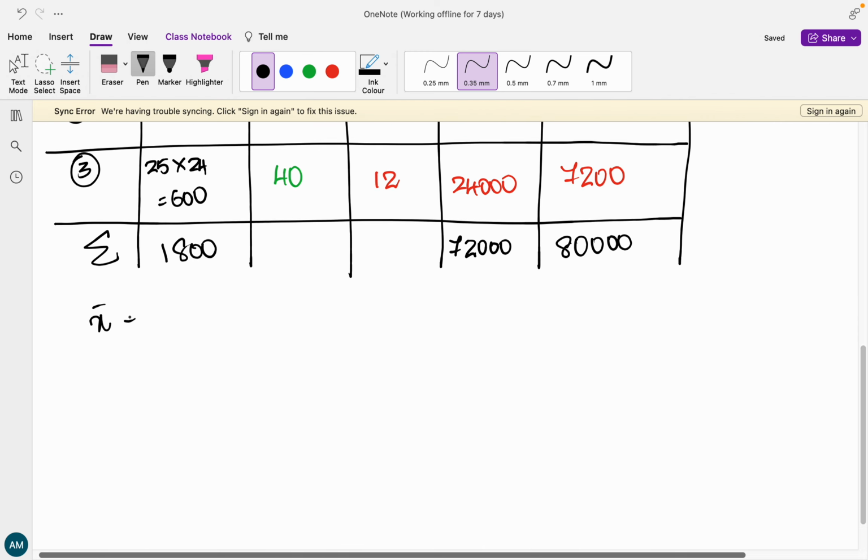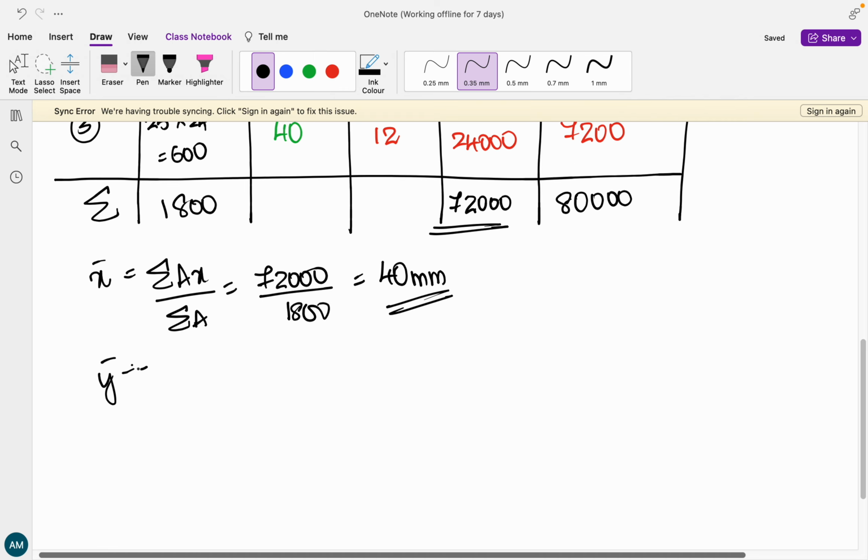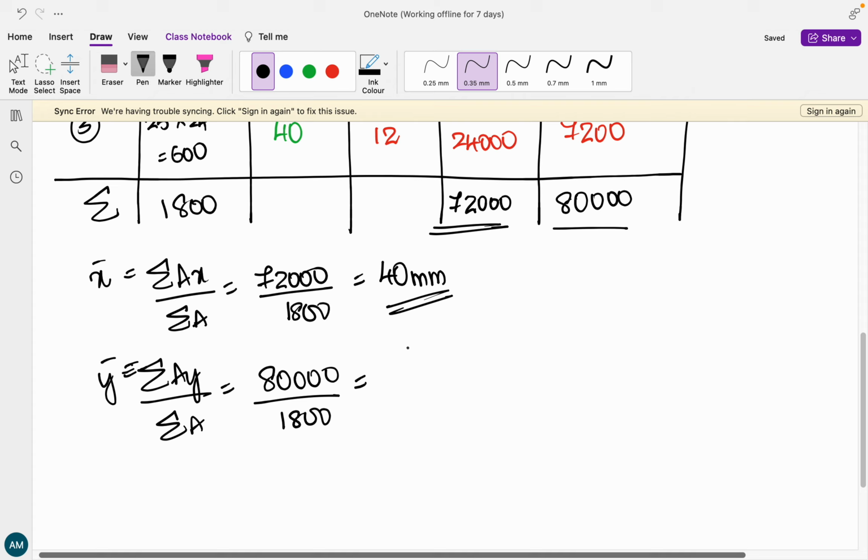Now as usual, x bar is equal to summation a into x divided by summation a. What is a into x? 72,000 divided by 1800. Now if you calculate this, you are going to get a value of 40 mm. Coming to y bar, it's going to be summation a into y divided by summation a. What is a into y? 80,000. 80,000 divided by 1800.